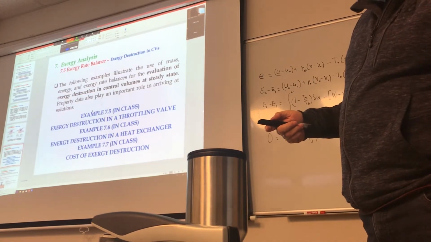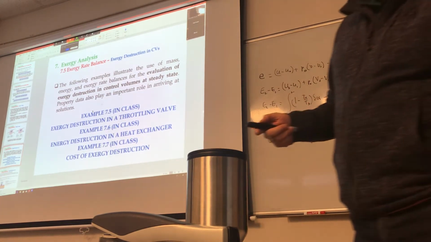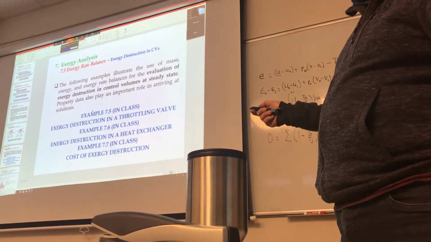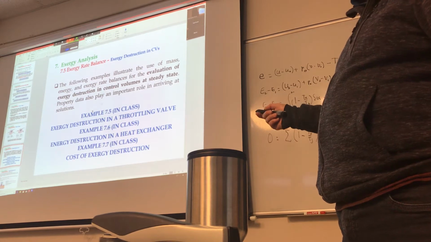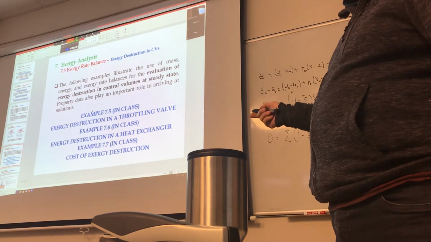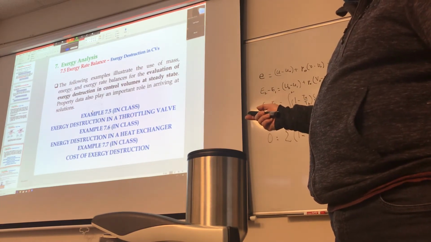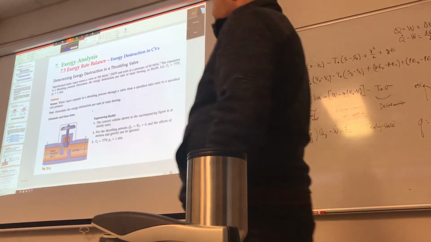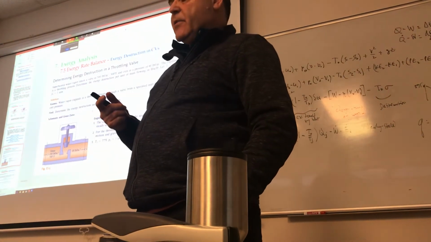There are 3 examples at the end that essentially follow this. It said the following example is to the use of mass, exergy and energy balances for the evaluation of exergy destruction in control volumes at steady state. I'm just going to look at the first one here. Exergy destruction in a throttling valve. Remember what a throttling valve is? It's one of the examples of open systems that we talked about last term.